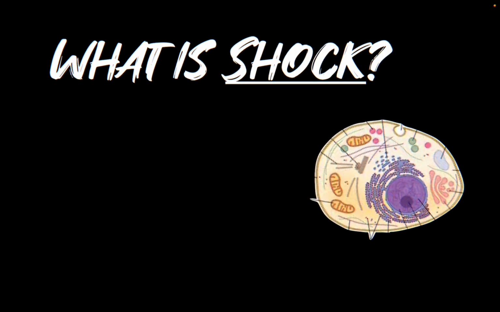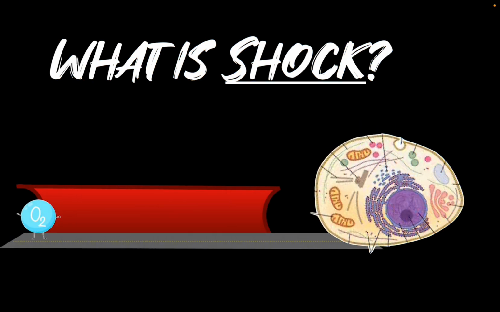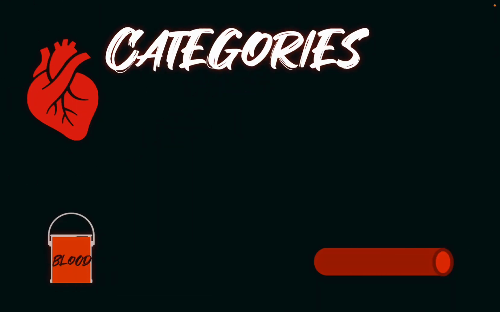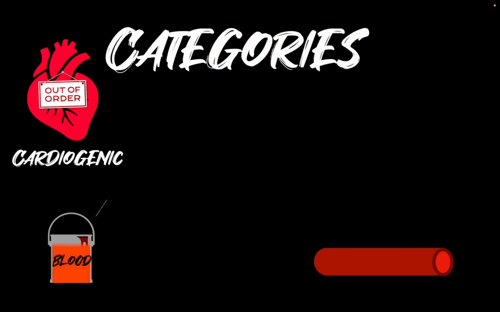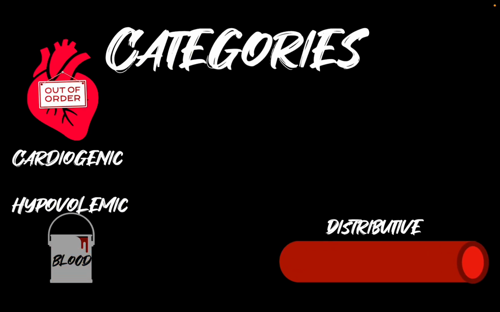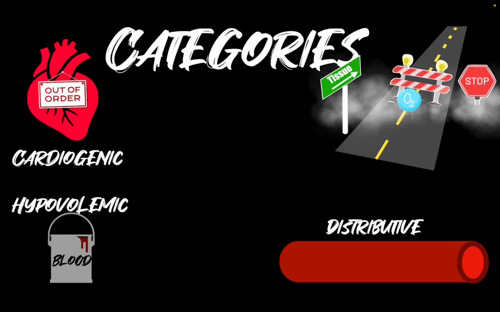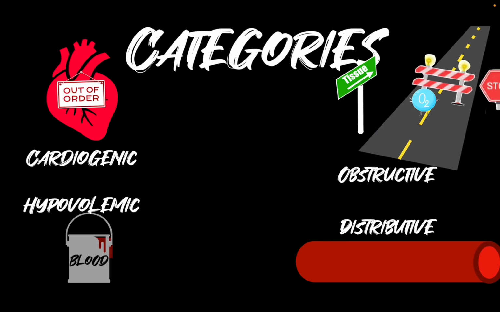So, what is shock? Well, shock is any time there's a problem getting oxygen from the alveoli to the tissue. Shock is broken into categories based on this system. If there's a problem with the pump, it falls into the category cardiogenic. If there's a problem with the blood, it falls into the category of hypovolemic. If it's a problem with blood vessel dilation, it falls into the category of distributive. And if all three of these are working, but something's preventing that oxygen from getting to the tissue, it falls into the category of obstructive.